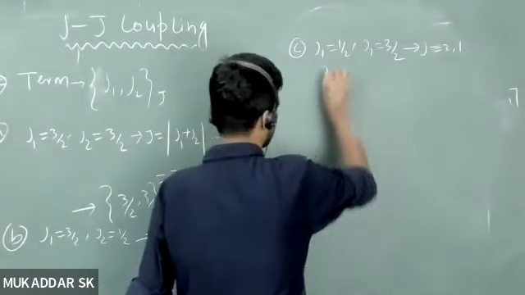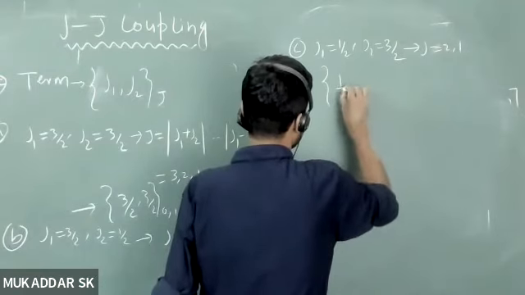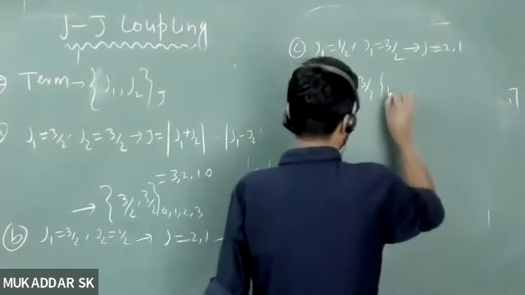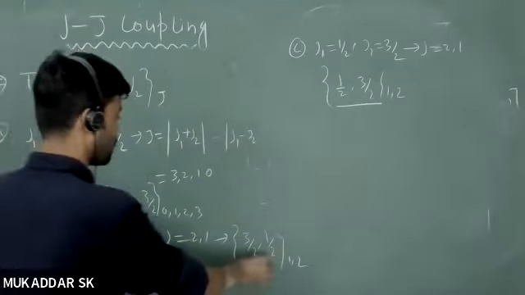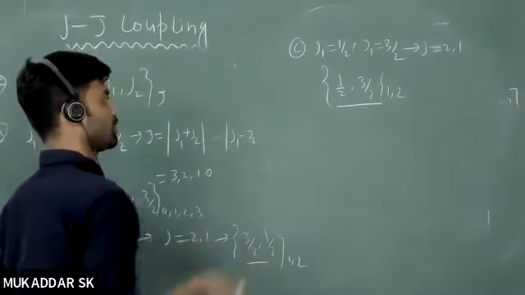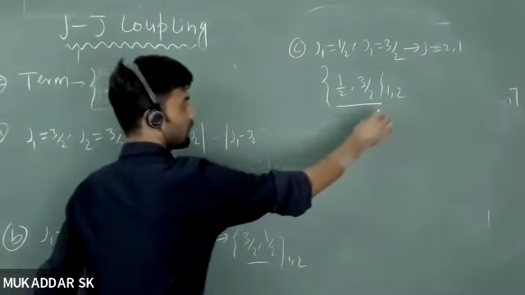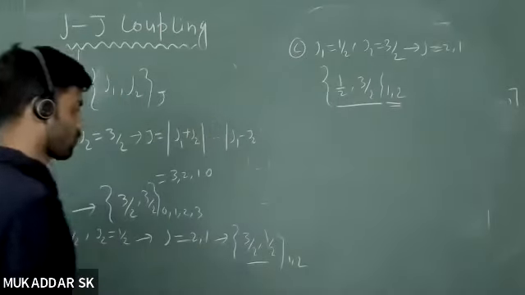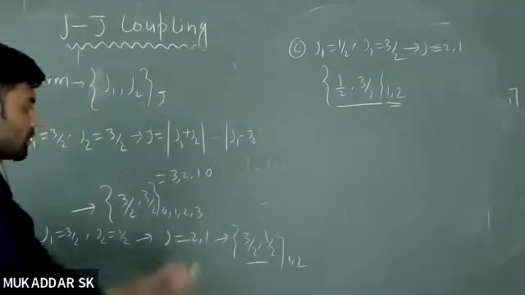So its term will be (1/2, 3/2) with J equals 1, 2, right? And this and the previous one are degenerate levels, because 3/2 and 1/2 you can interchange. Here it is 3/2, 1/2; here it is 1/2, 3/2. They have the same value, so you can interchange them. So they have the same energy. Okay, so they are basically degenerate levels.